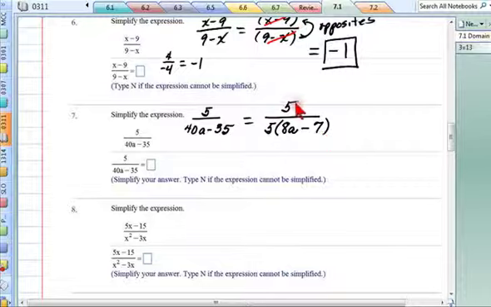The numerator could not be factored any further. The denominator could. Now that the factoring is done, do you see any common factors? 5. It's not in parentheses or anything. This 5 divides out with this 5. Sometimes I get a little lazy and I don't write down the little ones that are actually being left behind when you divide out. What am I left with ultimately here? 1 over 8a minus 7.